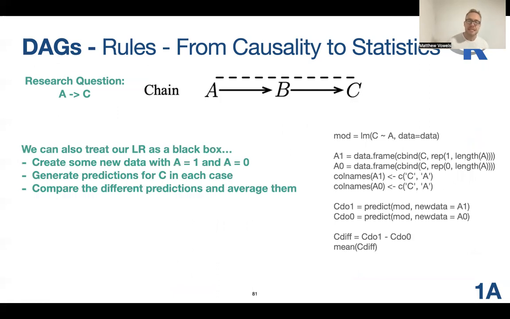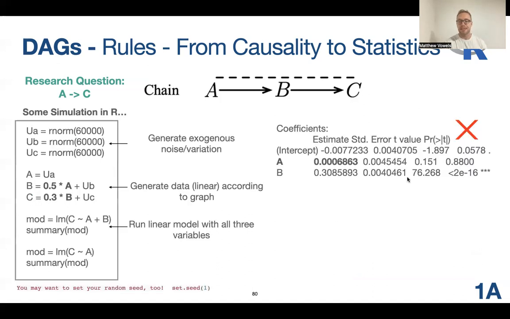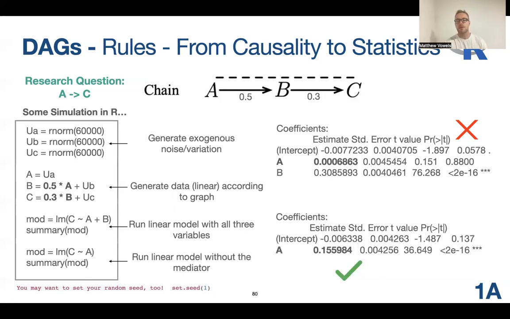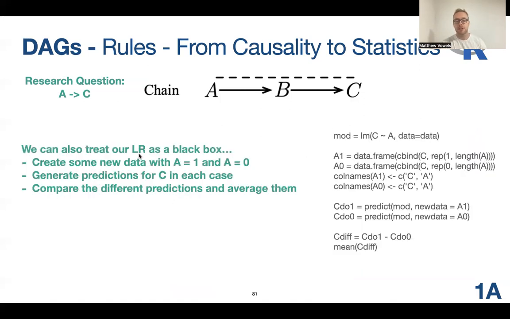Note that we can also come to the same conclusions if we treat the linear regressor as a black box. Of course, when we ran this analysis in R, it gave us all these coefficients, standard errors, and statistics. Fantastic. But what if we don't have access to that? What if we're using a machine learning algorithm? We can come to the same conclusion if we treat that linear regression as just a black box. We fit the model here, and then we can create two new data sets. This A1 is essentially a copy of the original data set where we set the value of A to be equal to 1 for all values.